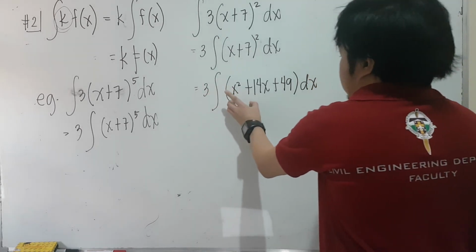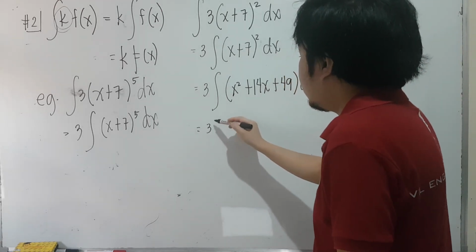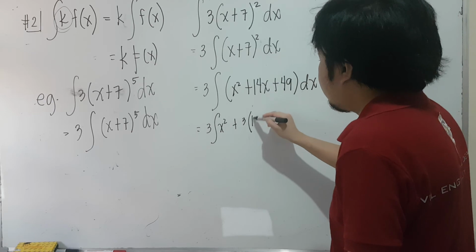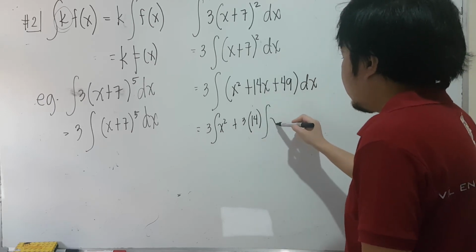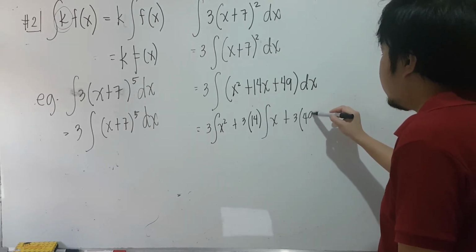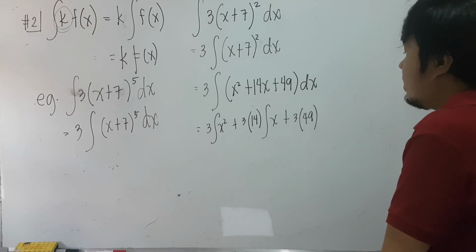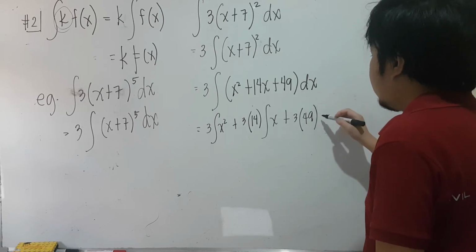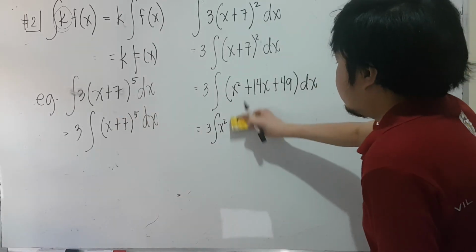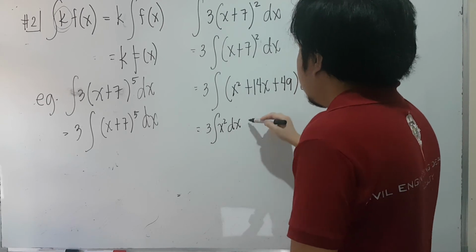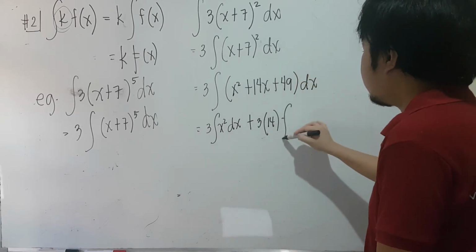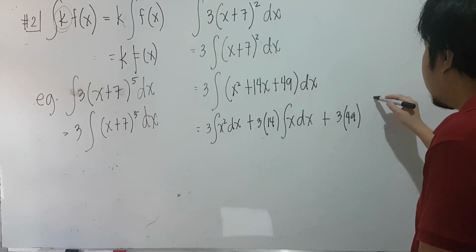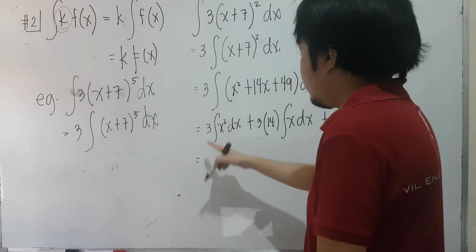Okay? Then we distribute. So we will be having 3 times the integral of x squared plus 3 times 14, factor out 14 because that is a constant, times the integral of x plus 3 times 49 times the integral of, that's it. The integral of 49. Yeah. No. Something is missing. Okay? X squared dx plus 3 times 14 times the integral of x dx plus 3 times 49 times the integral of dx. Okay?